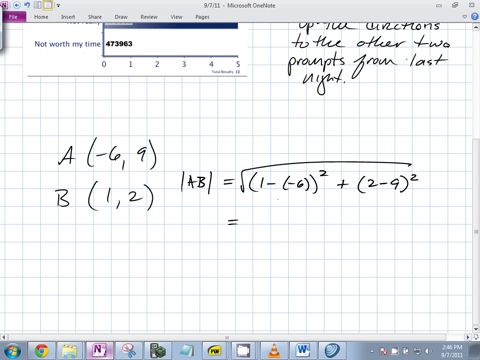So that's going to be, what's 1 minus negative 6? 7 squared is? What's 2 minus 9? Negative 7. Negative 7 squared.